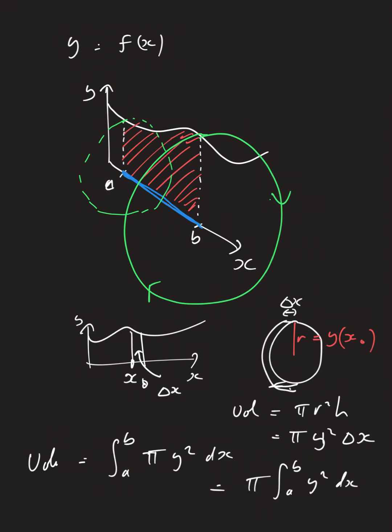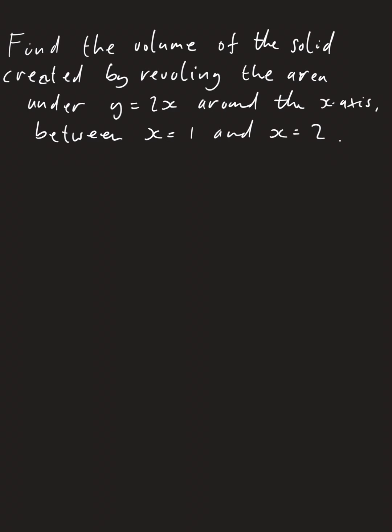So let's look at an example. How about this example? Find the volume of the solid created by revolving the area under the function y is equal to 2x around the x-axis between x equal to 1 and x equal to 2. So a quick diagram. Here's x, here's y. Here's the function y is equal to 2x. And we're interested in that between the points x equal to 1 and x equal to 2. So here is my area, and we will revolve that area around the x-axis to create a three-dimensional thing which looks like a piece of a cone.